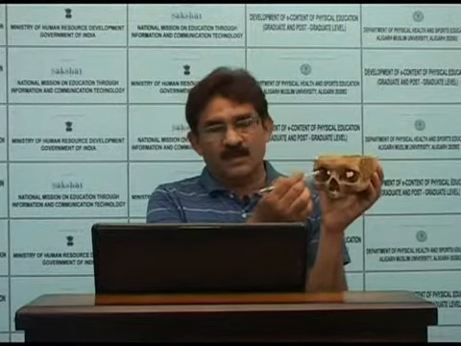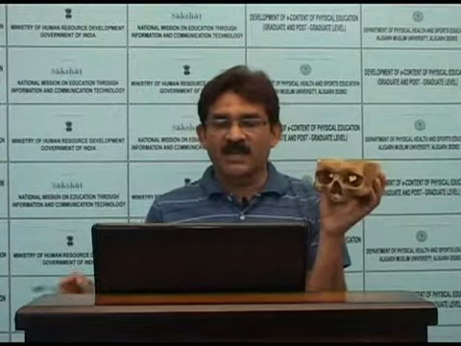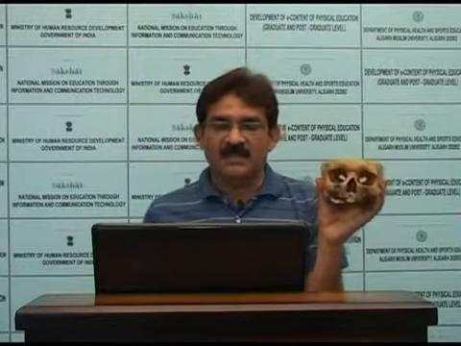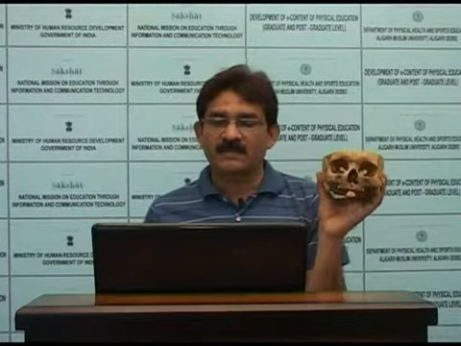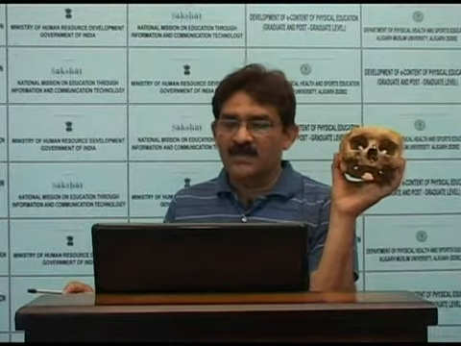The frontal bone forms the roof of the orbit. Nasion is an area where the frontal bone intersects with the nasal bone. This is the nasal bone. Glabella is a smooth, slightly depressed area located just superior to the nasion.